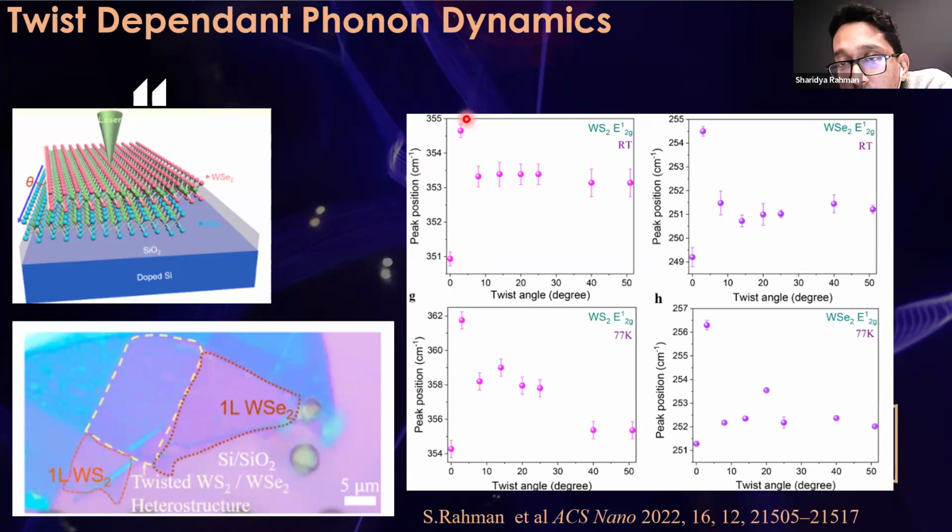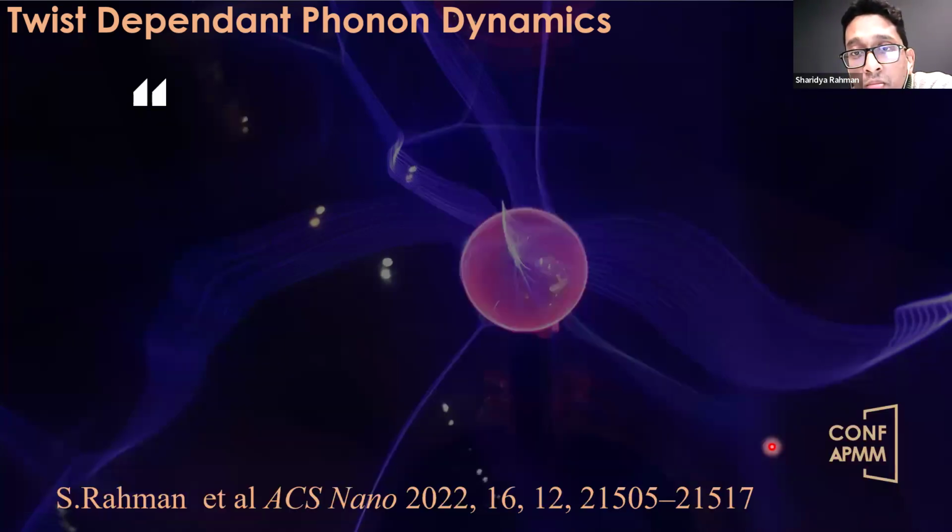And we saw a very nice control of the phonon peaks. For instance, this is the E peak of WS2, and it shows a very high sensitivity to the interlayer twist angle. Similarly, at low temperature as well, we saw a very large deviation of these phonon peaks compared with the twist angle. These kinds of fundamental studies on TMD-based heterostructures have not been done before.